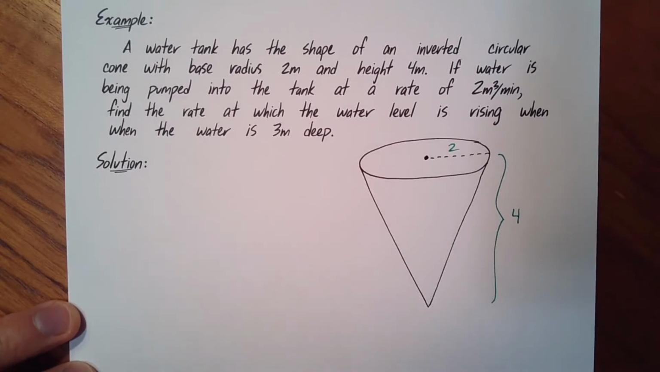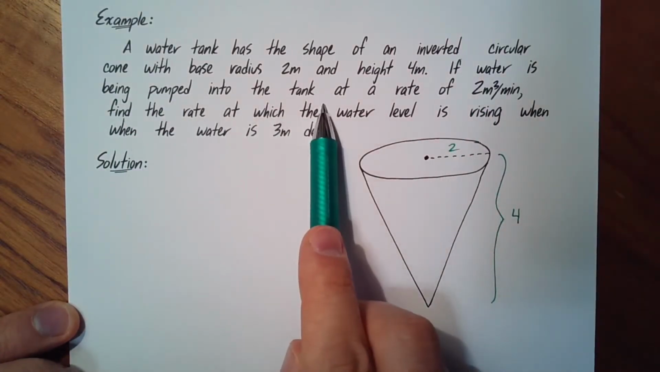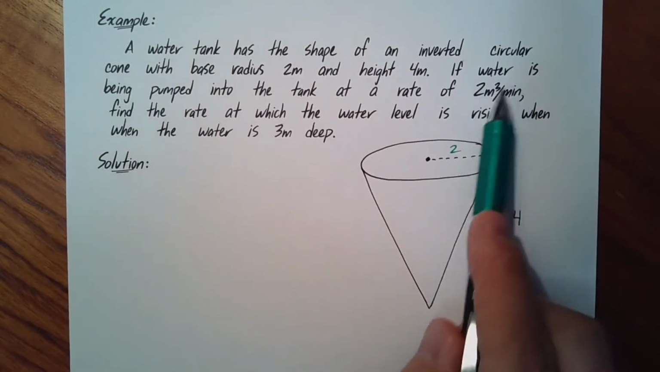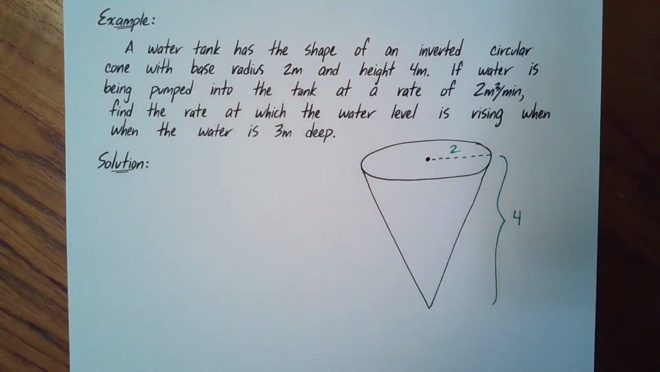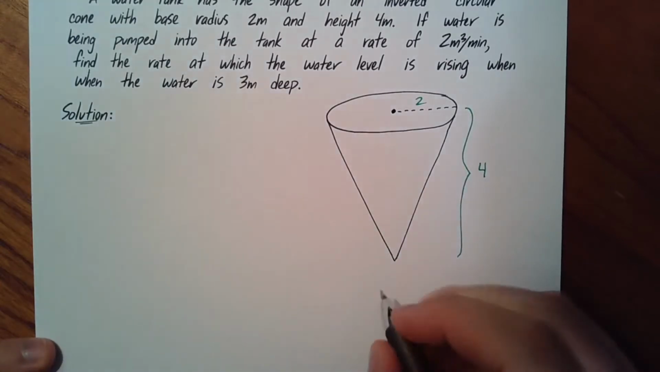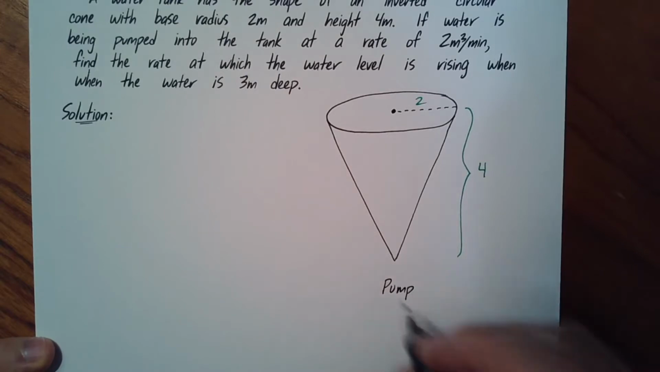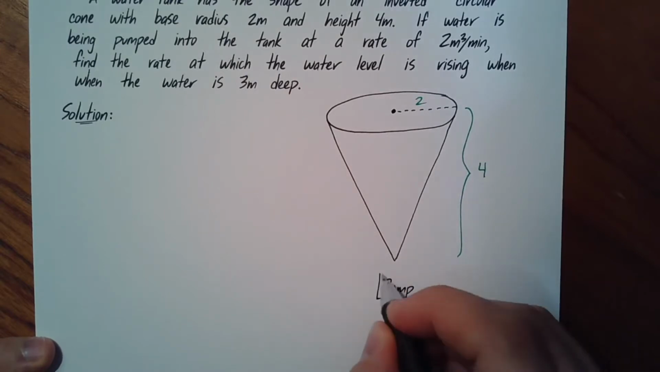What else are we told? That water is being pumped into the tank at a given speed, at this rate, 2 meters cubed per minute. Right. So here's an example of a drawing that's not so fancy, and it doesn't really need to be fancy. This is just a diagram. It's not a masterpiece that's going to be in a museum somewhere. It's just a diagram to help understand the situation.